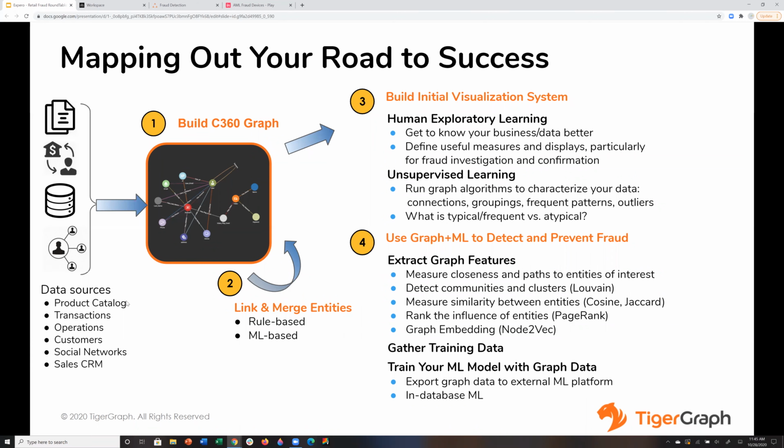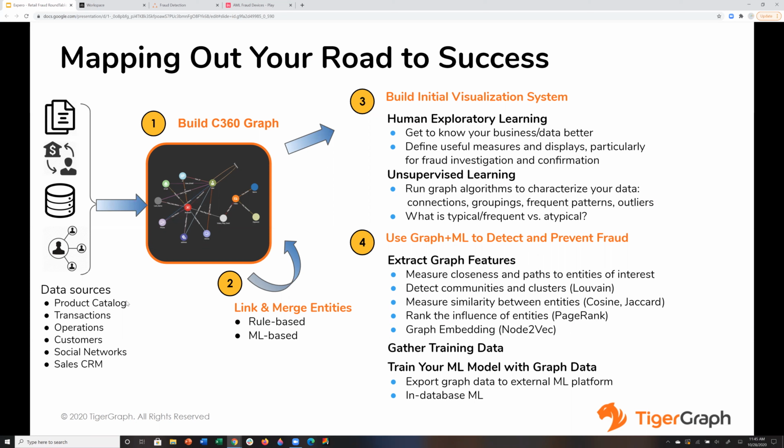Then you've now got your data, and you want to have some initial visualization to do both some human exploration as well as some unsupervised machine learning, which is going to get you more familiar with your data. This may be the first time you've seen all this data together as a graph. Just doing some exploration, both manually and by running some traditional graph algorithms which characterize your data to see connections, groupings, frequent patterns, outliers. You'll become more familiar with your data even when you haven't done any fraud detection or supervised machine learning yet.